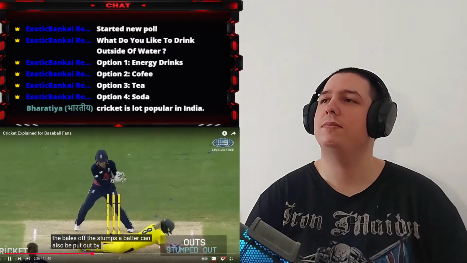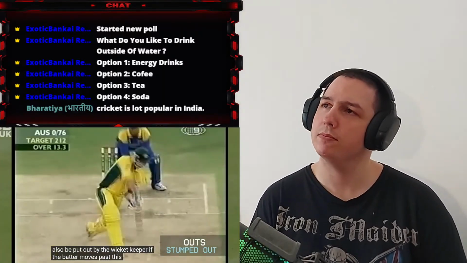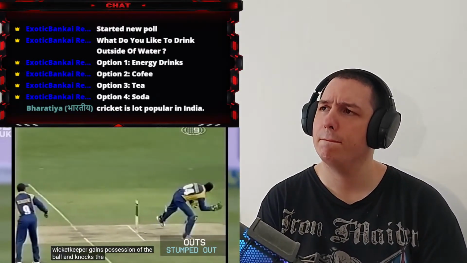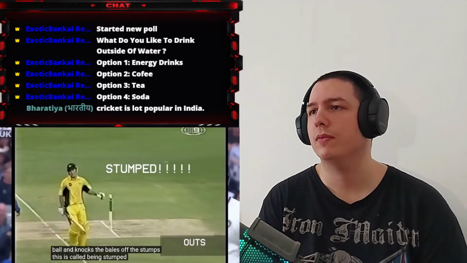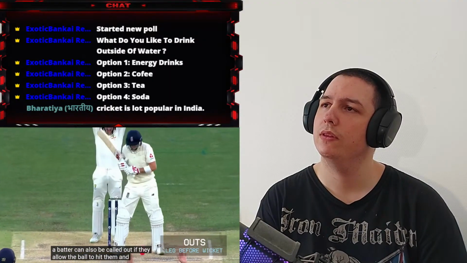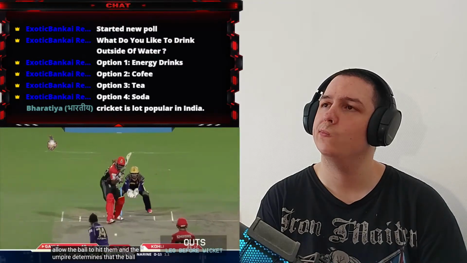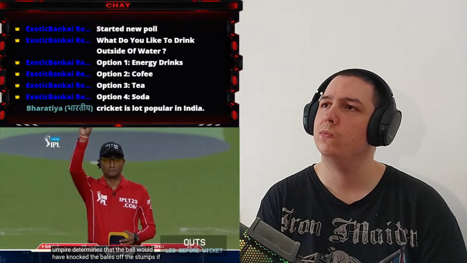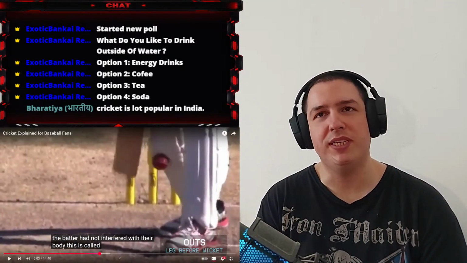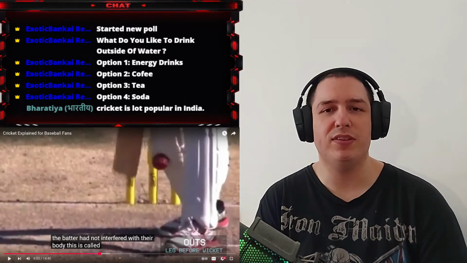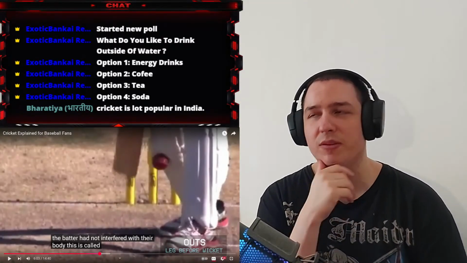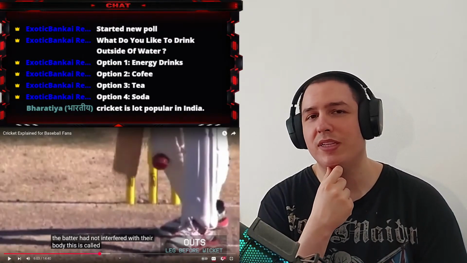A batter can also be put out by the wicketkeeper if the batter moves past this line here called the popping crease, and the wicketkeeper gains possession of the ball and knocks the bails off the stumps. This is called being stumped out. A batter can also be called out if they allow the ball to hit them and the umpire determines that the ball would have knocked the bails off the stumps if the batter had not interfered with their body. I guess that rule seems a bit more complicated. In the first place, the batter is always in front of it, so sometimes it might be obvious that they were actually trying to get hit by the ball, but I feel like most of the time it wouldn't be that easy to determine.